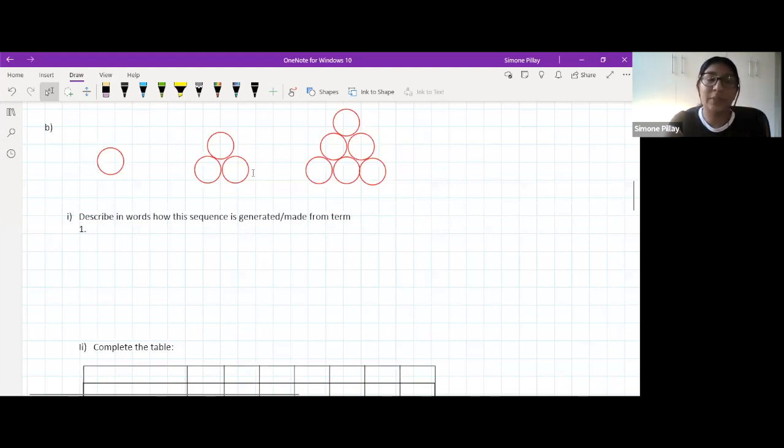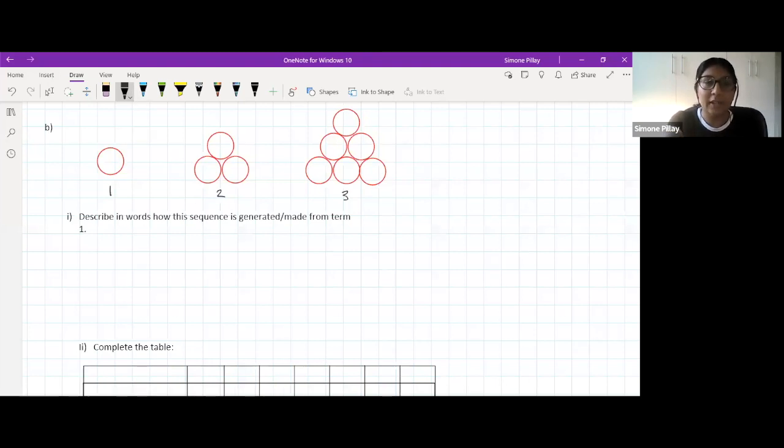Okay, moving on, we have now a pattern. What we know is we can label our pattern. So immediately I want to go pattern number 1, pattern number 2, and pattern number 3. So my question is asking me, describe in words how this sequence is generated or made from term 1. So this we've also done before. We've done description of patterns in words. But you'll notice something a little bit different about this one.